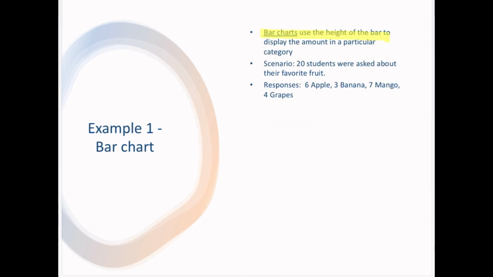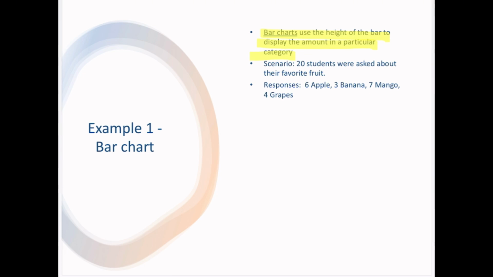So an important thing to know is that bar charts use the height of the bar to display the amount in a particular category. For our first scenario, we're going to be talking about favorite fruits. So a teacher asked 20 students their favorite fruits. We had the responses of 6 for apple, 3 for banana, 7 for mango, and 4 for grapes.